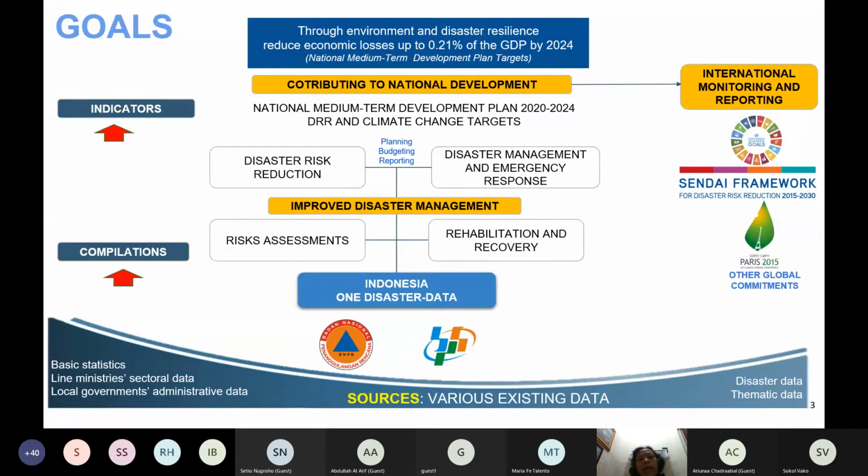to get the goals. And from this national medium term development plan in 2020 to 2024, and also the DRR and climate change targets, we think that we need to improve the disaster management, so we can have disaster risk reduction, risk assessment, disaster management and emergency response, and also rehabilitation and recovery in one frame. So we can get the planning, budgeting, and reporting in one framework. So we can work all together, all the nation in one platform.